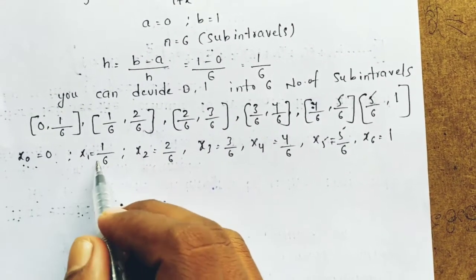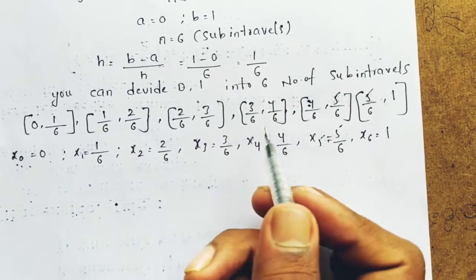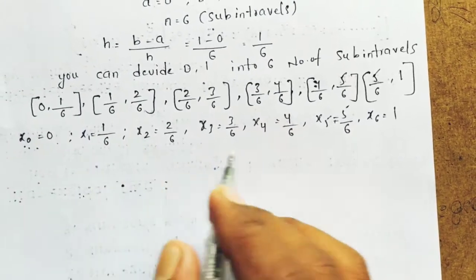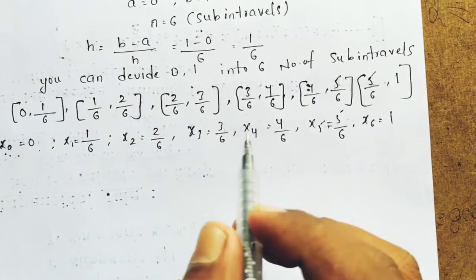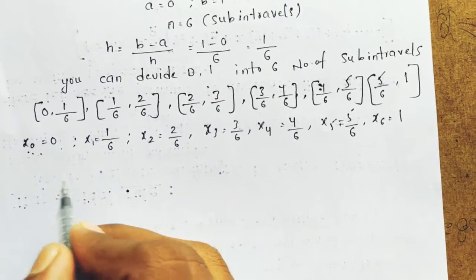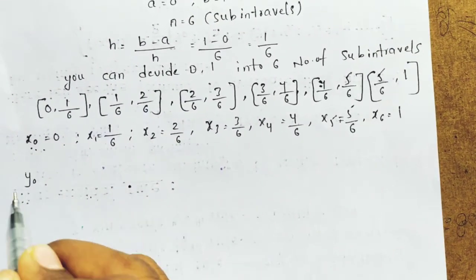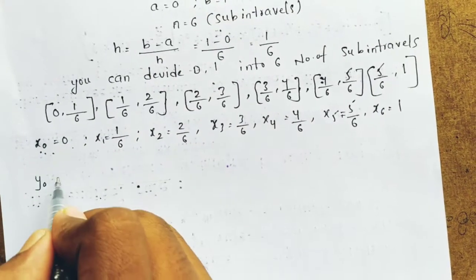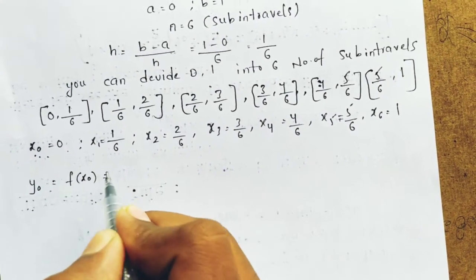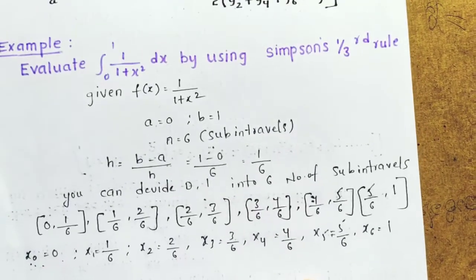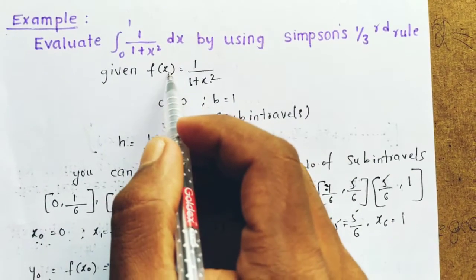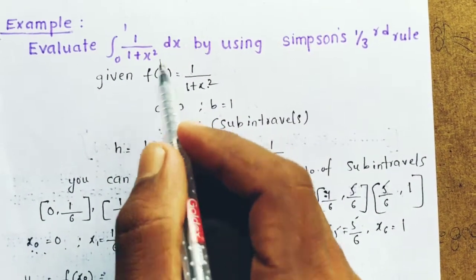Here x0 is 0, x1 is 1 by 6, x2 is 2 by 6, x3 is 3 by 6, and finally x4, x5, x6. We can denote these values. After that you can find out the values of y0. Here the value of y0 means f of x0. The given function f of x is 1 by 1 plus x square. In place of x you can substitute the value x0.